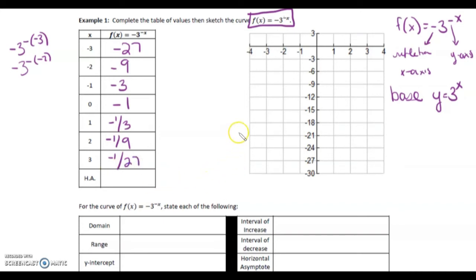Okay, so if I graph this, we get -3, -27, -2, -9, -1, -3, 0, -1, and a third and a ninth, and that just gets closer and closer.